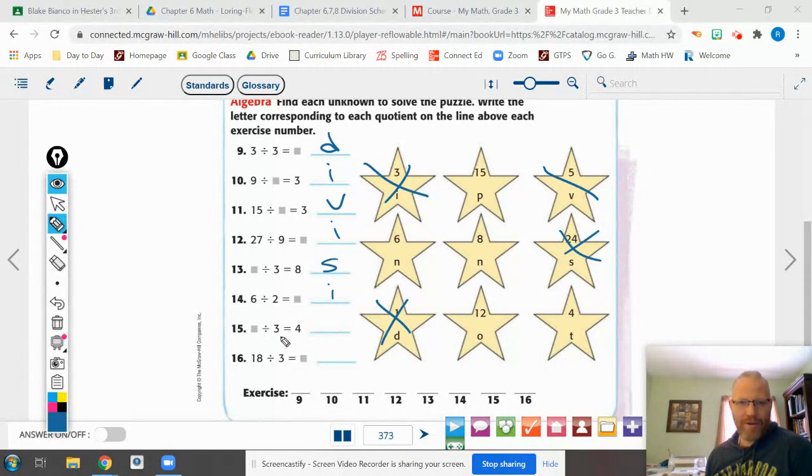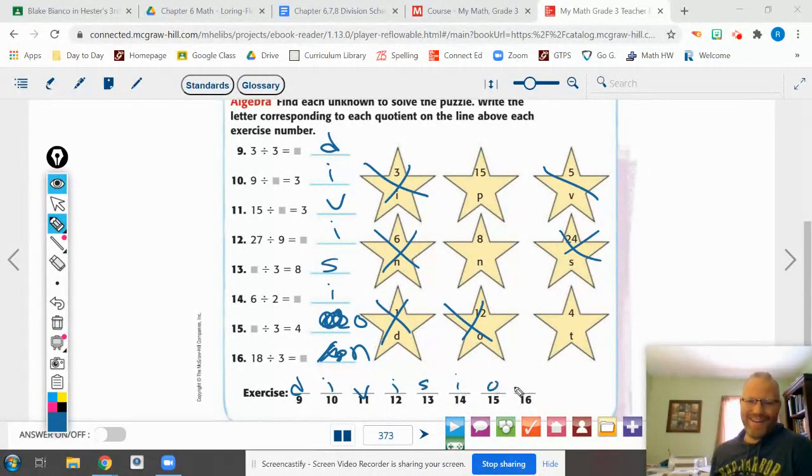Maybe we need to unscramble. Oh, okay, I see. We're going to have to unscramble. 3 times 4 equals 12. Whoops, can't write 12. Got to write O. 3 times 6. Oops, can't write 6. Got to write N. So now I have all these letters that go on these lines. So 9 is D, 10 is I, 11 is V, 12 is I, 13 is S. Oh, division.